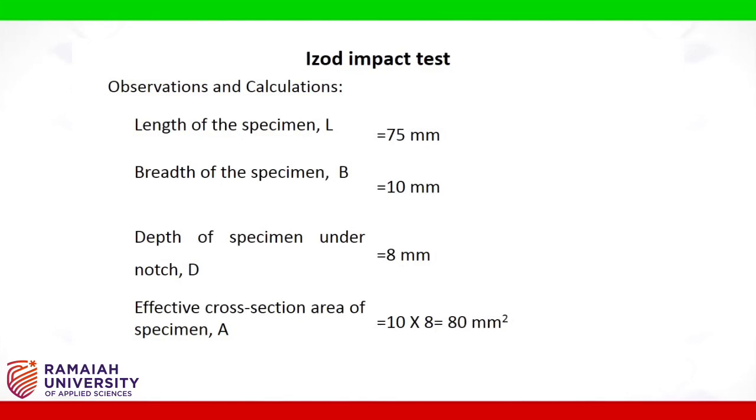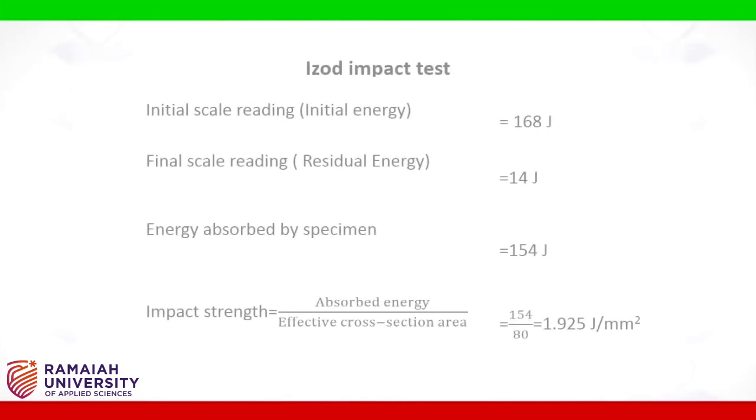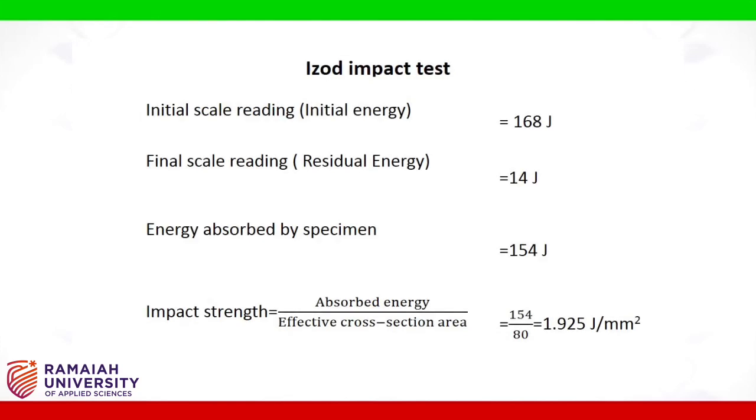Observations and calculations. Length of the specimen L is equal to 75 mm. Breadth of the specimen B is equal to 10 mm. Depth of the specimen under notch D is 8 mm. Effective cross-section area of specimen A is equal to 10 into 8, that is equal to 80 mm square. Initial scale reading, that is initial energy, is equal to 168 joules. Final scale reading, that is residual energy, is equal to 14 joules.